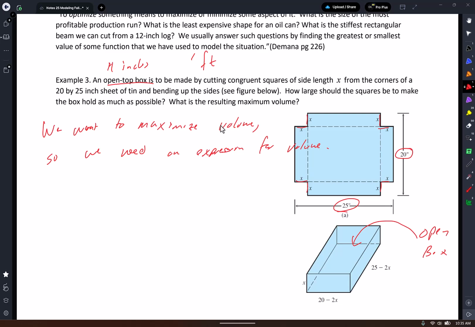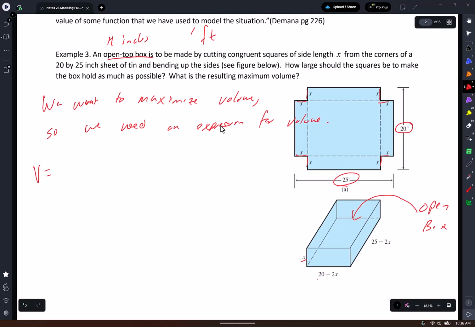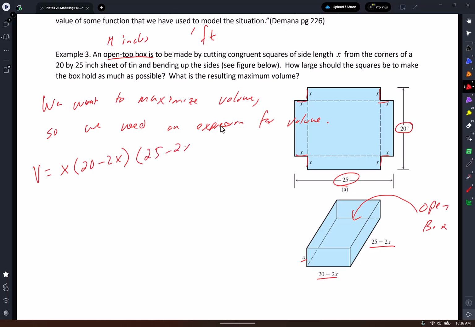Are we still okay? Volume equals, all right, here's my box. How do I find volume of a rectangular prism or of a box? Just multiply length times width times height, right? So x times 20 minus 2x times 25 minus 2x.